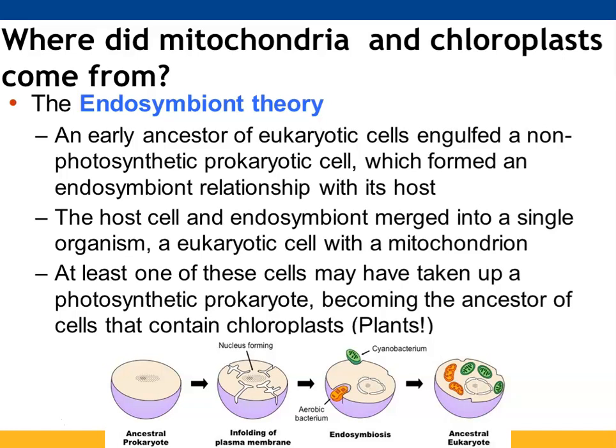It's also thought for the chloroplast to have developed that one of these early ancestors engulfed a photosynthetic prokaryote, and that was basically thought to be the start of plant cells. Okay, so a prokaryote was engulfed, one that was non-photosynthetic, the other one that was photosynthetic, and as they replicated, we now had eukaryotic cells that either contained chloroplast and mitochondrion or just mitochondrion.